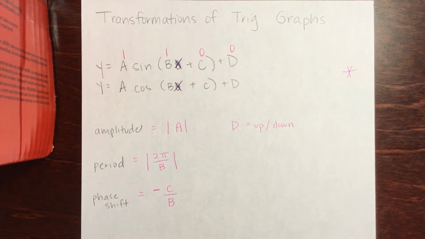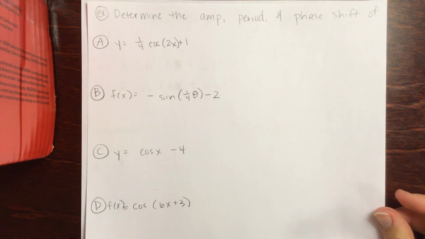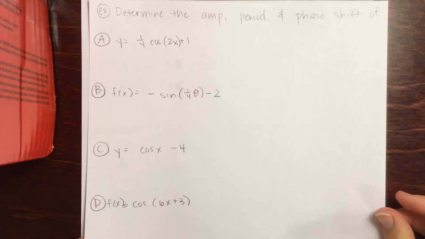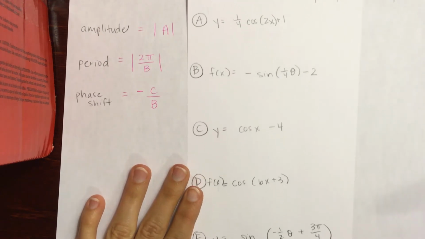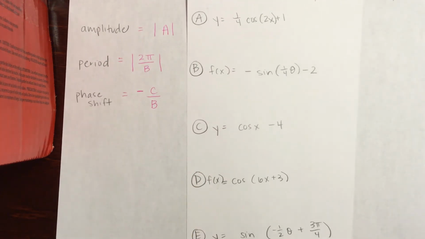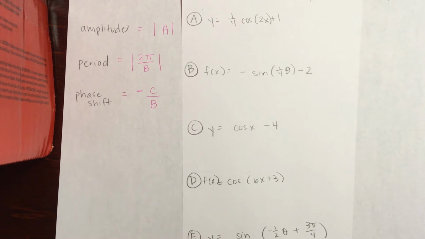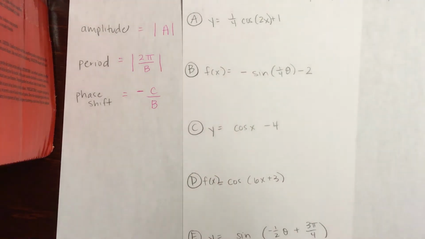All right, let's do some examples. Determine the amplitude, period, and phase shift for these graphs. As long as you remember the formulas and know how to deal with fractions, we're golden. And you know how to do that, so we're going to be great. Okay, determine the amplitude, period, and phase shift of y equals 1/4 cosine of 2x plus 1. See, I used an x there instead of a theta.